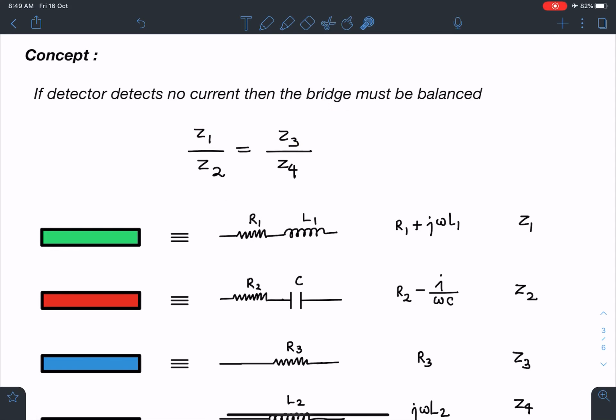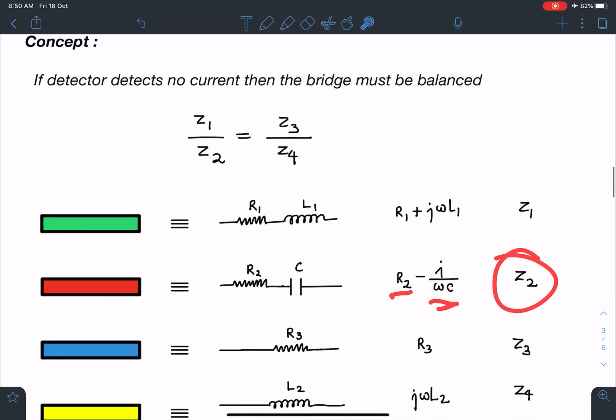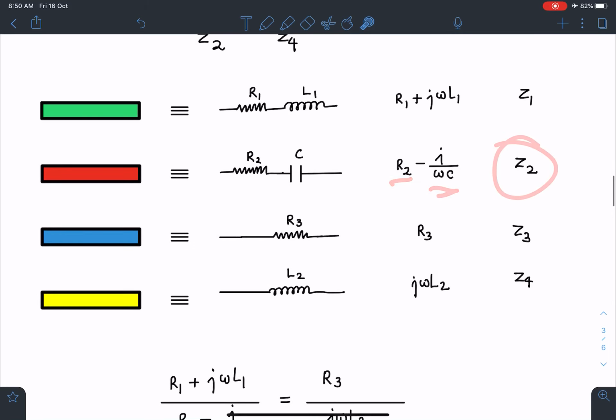So here this green box, you can say one inductor and one resistor. So I can write this Z1 value as R1 plus j omega L1, where j square is minus 1. Similarly, I can write for this R2 minus j by omega C, that is the value of Z2. Similarly, for blue and yellow box, I can write R3, that is Z3, and this will become j omega L2, that is the value of Z4.